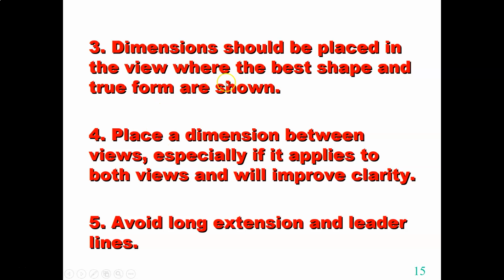Dimensions need to be placed where they're best described. So anywhere we see the actual shape. Remember, the one exception on that is a cylinder is dimensioned by diameter where it's shown as a rectangle. Okay? Place the dimension between the views if it applies to both views, and it'll help improve clarity. So in other words, again, if an object's 5 inches wide, try to put the number 5.00 between the front view and the top view. It'll make more sense. Stay away from really, really long extension lines or leader lines.